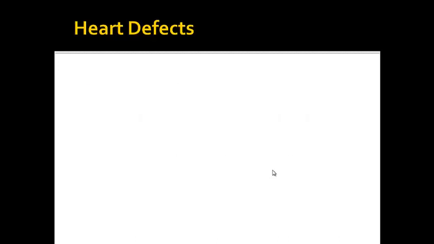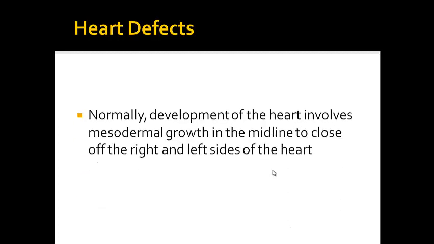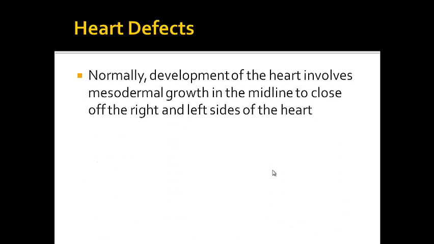Okay, we're going to look really quickly at heart defects. I realize you guys didn't take the development of the heart in detail, and don't worry, you don't need to know it right now. But again, this is just an example that I hope will help you guys understand the concepts of congenital defects. Okay? Now, normally, when the heart develops, at one stage, there is a mesodermal growth in the midline. And what this mesodermal growth does is that it divides the heart into a right and left side. Okay?